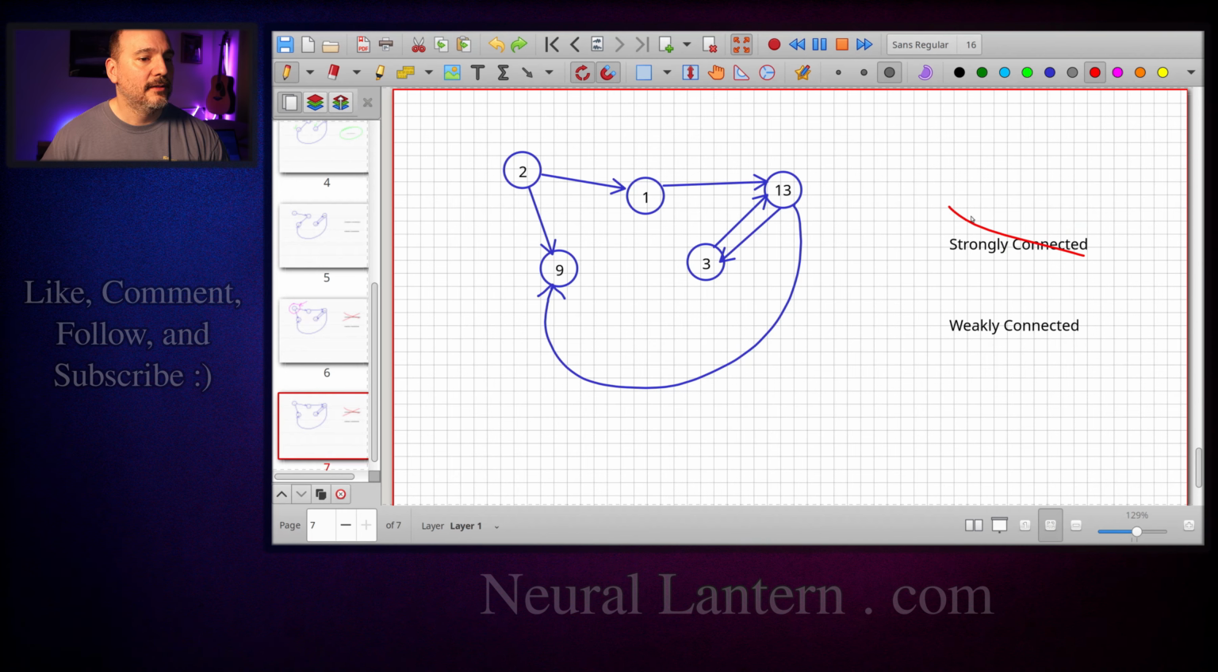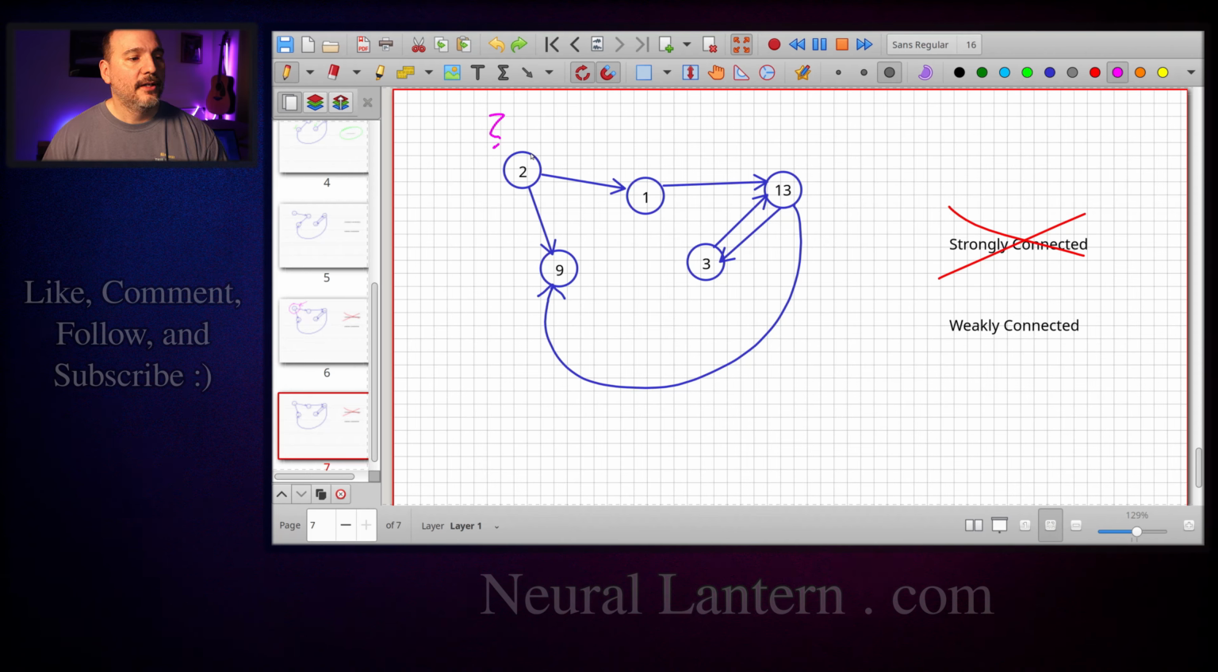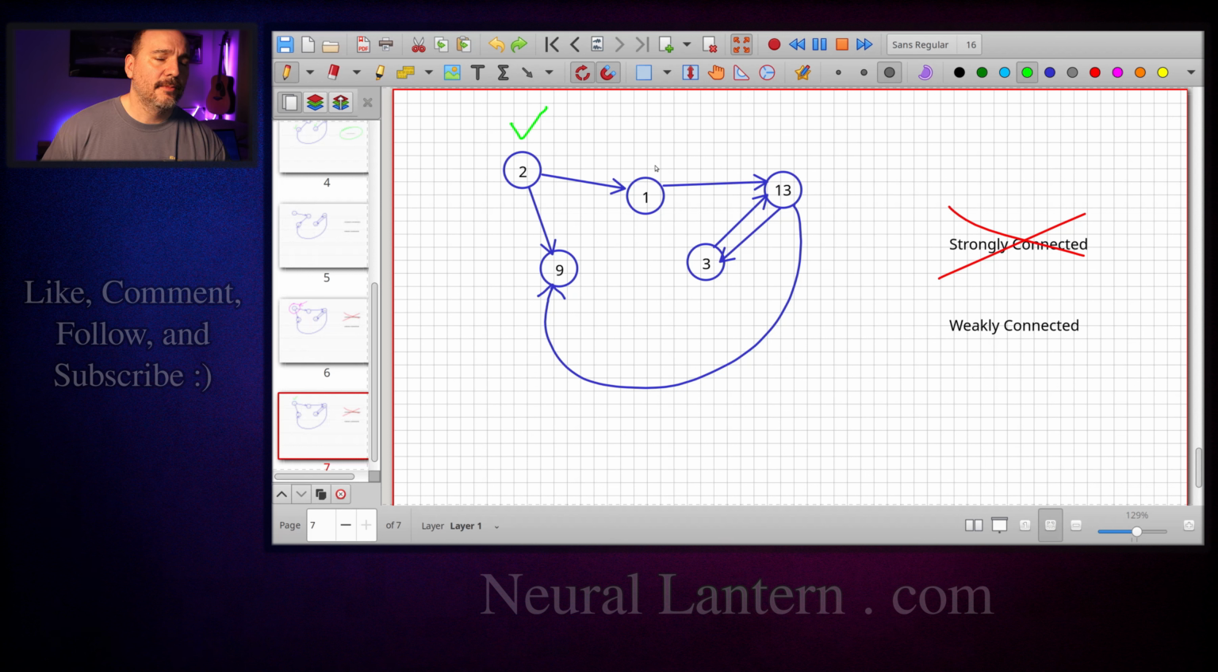Let's just double check that real fast. I'm going to say, the 2 node, if we're ignoring direction, can it reach the 1? Yes. Can it reach the 13? Yes. The 3? Yes. Can it reach the 9? Yes. So that means the 2 node is sort of like weakly connected to every other node in the graph. Do the same thing for the 1 node. Previously, we just said, check everything one by one or use a shortcut. So I'm going to use the shortcut.